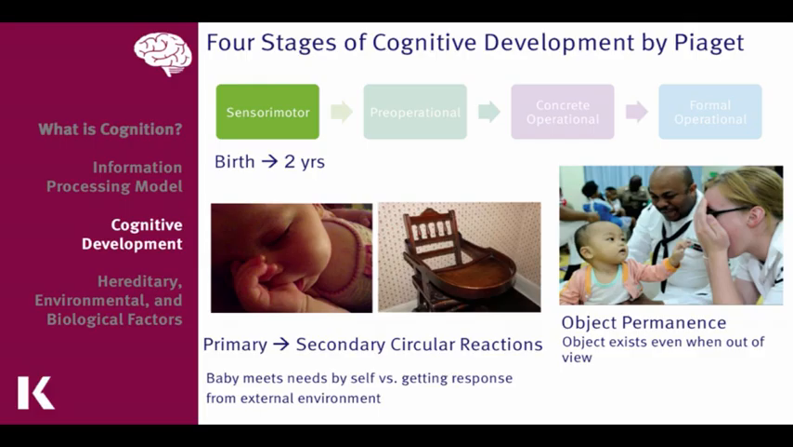So once a child establishes object permanence, he has something called representational thought. So even when an object isn't in view, he has a mental representation of it and knows that it exists.